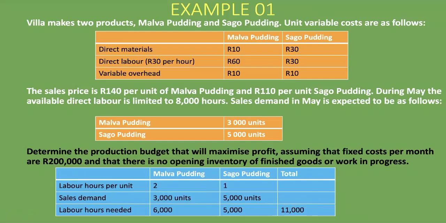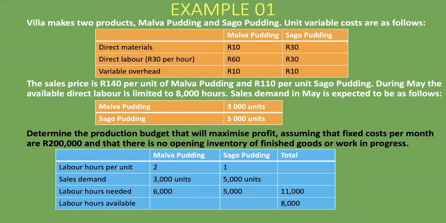Now you can see from this that we have a limiting factor. We know that the labor hours available is 8,000, because we are told here that during May the available direct labor is limited to 8,000 hours, and we need 11,000 hours to produce all the units of Malva pudding and Sago pudding according to the sales demand for May. So we have a limiting factor, which is the direct labor hours. Now we have just completed step one. Step one was to identify that the limiting factor is something other than the sales demand. So we have identified that the limiting factor is the direct labor hours.